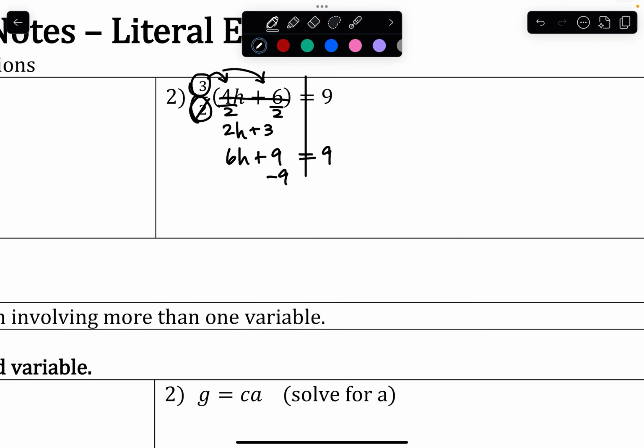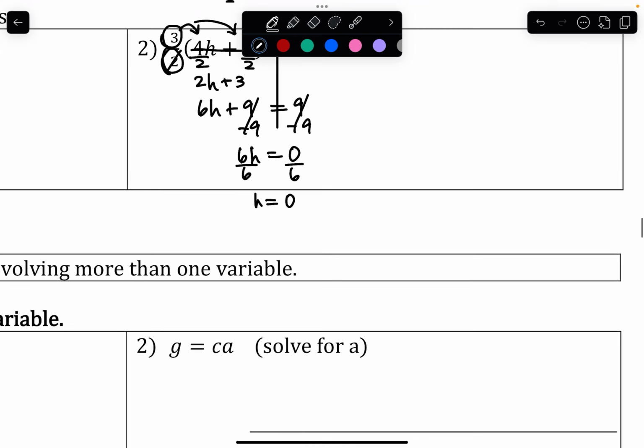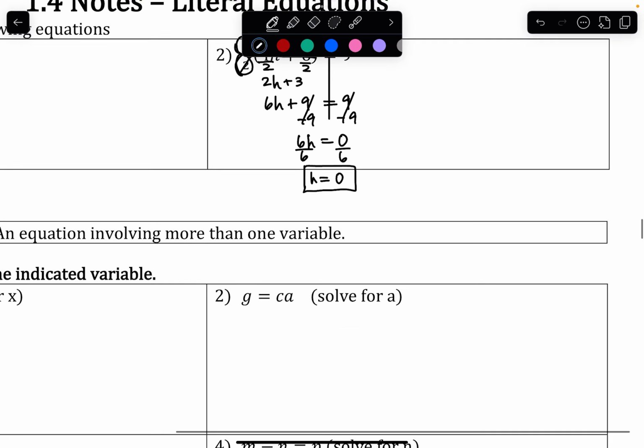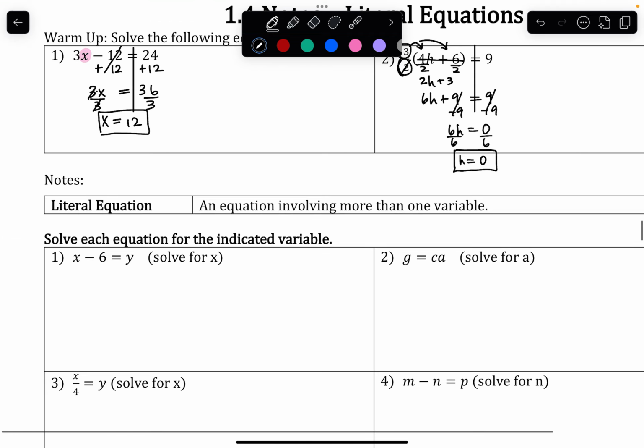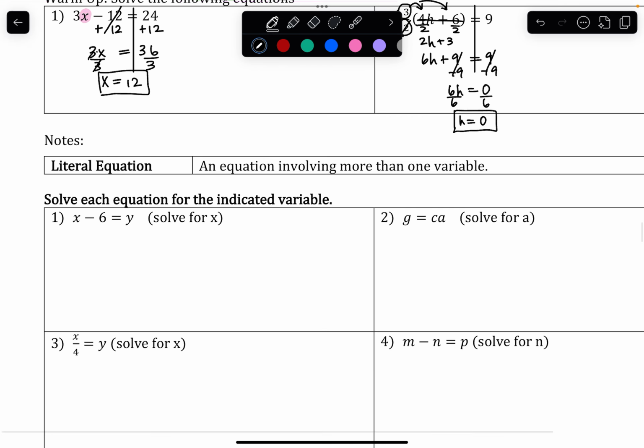Now we can subtract the 9 from both sides. And we get 0 on the right-hand side. And then divide by 6, and we get h equals 0. Don't be afraid if you get 0. 0 is a number just like anything else. It's not a special case. It's not a no solution. 0 is a number.